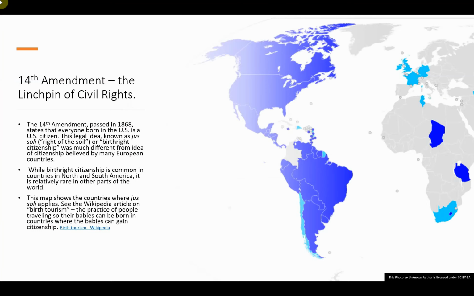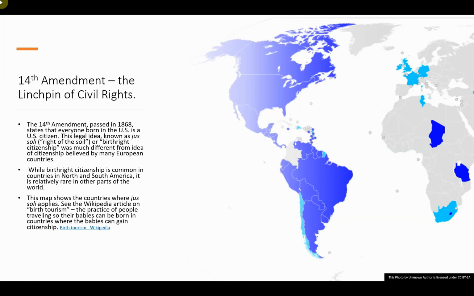The 14th Amendment, passed in 1868, states that everyone born in the U.S. is a U.S. citizen. This legal idea, known as jus soli, I'm not sure how to pronounce it, means the right of the soil when you translate it literally, or birthright citizenship. It was much different from the idea of citizenship believed in many European countries, and still is to this day. While birthright citizenship is common in countries in North and South America, it is relatively rare in other parts of the world. This map shows the countries where jus soli applies.